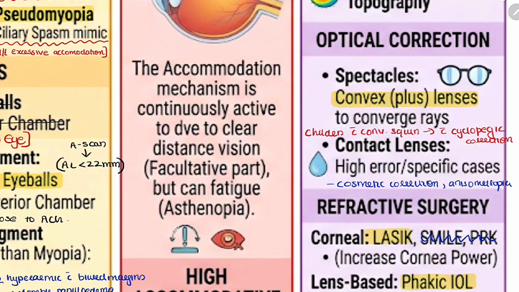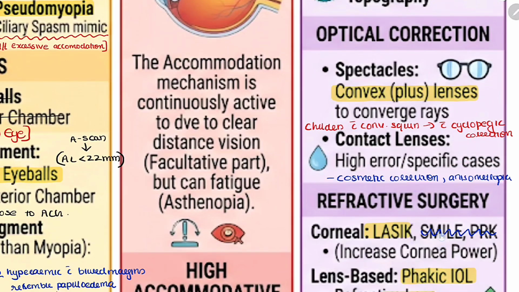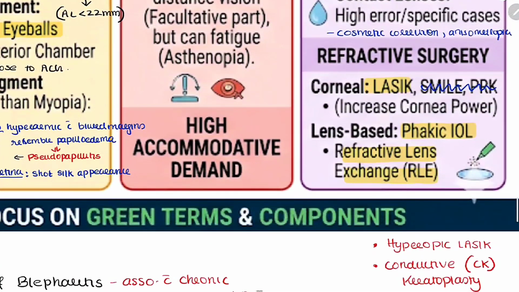And coming to contact lenses, this is for high error cases and also for cosmetic correction. That is, spectacles may be cosmetically bad. So for cosmetic correction, we will give contact lenses, and also for anisometropia, we will give contact lenses. Now comes the refractive surgery. Here again there is corneal and lens based refractive surgery.